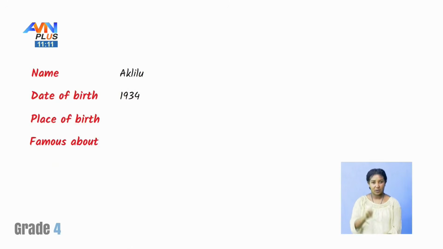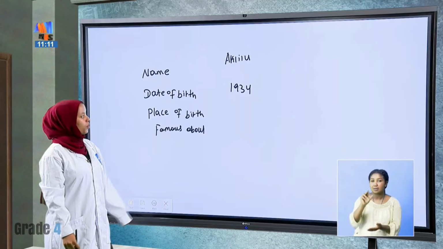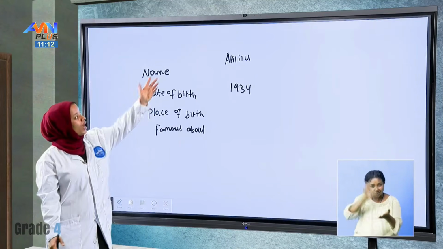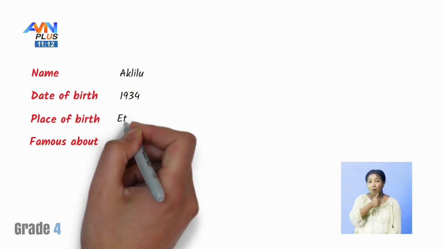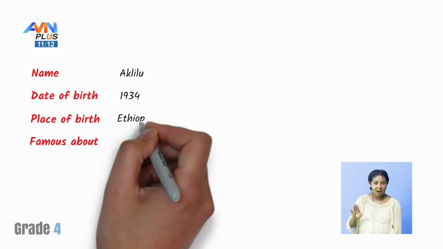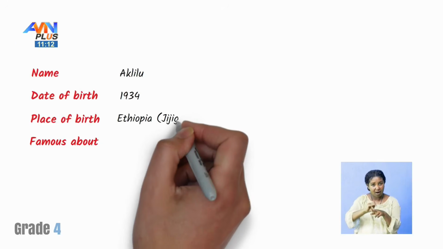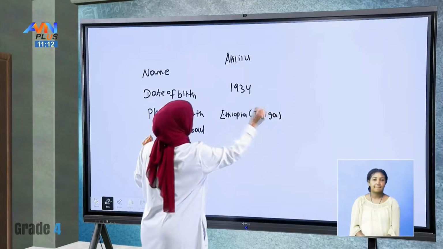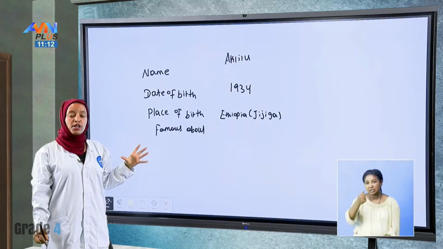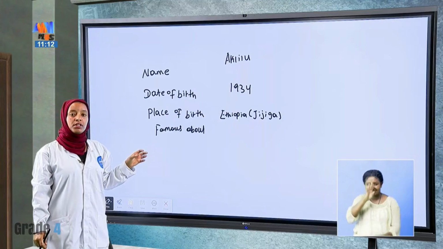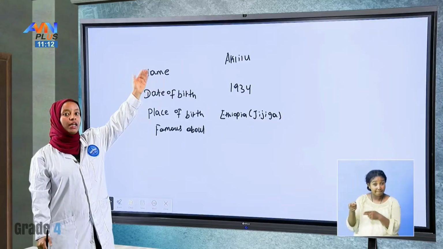Date of birth is 1934. Place of birth of Aklilu Lemma is Ethiopia, Jijjiga. Famous about, he is a scientist who discovered Al-Hazria. His name is what we called Aklilu Lemma.